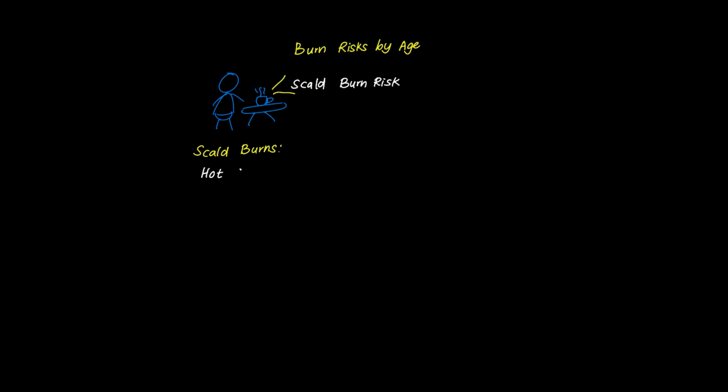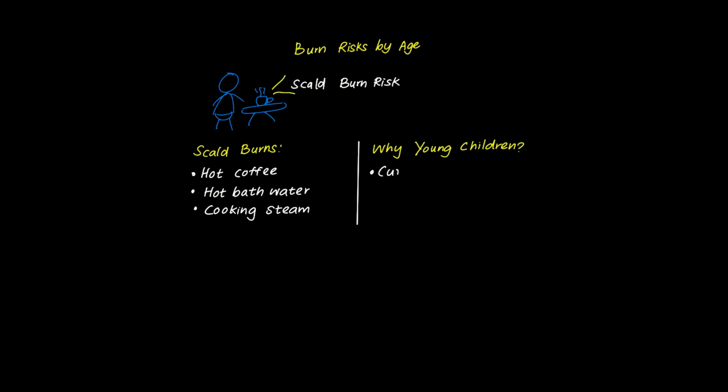A pediatric nurse explains that different age groups face different burn risks. One group is more likely to get scald burns from hot liquids and steam rather than flame burns. Which group? Younger children. Scald burns happen when hot liquid or steam contacts skin. Spilled coffee, bath water that's too hot, steam from cooking. Younger children face higher scald risk for a few reasons. They're curious and grab things. They can't react quickly enough to move away. Their skin is thinner and burns more easily. They're at the height where pots and cups sit on counters and tables.